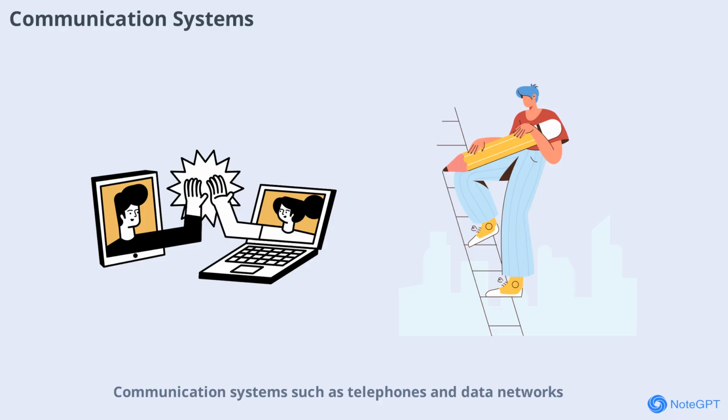Communication systems, such as telephones and data networks, also rely on the maximum power transfer theorem. By matching the impedance of transmission lines and devices, engineers can minimize signal loss and distortion, ensuring clear and reliable communication. This principle is especially important in high-frequency and long-distance transmissions, where even small mismatches can lead to significant losses. The theorem thus plays a vital role in modern communication technology.